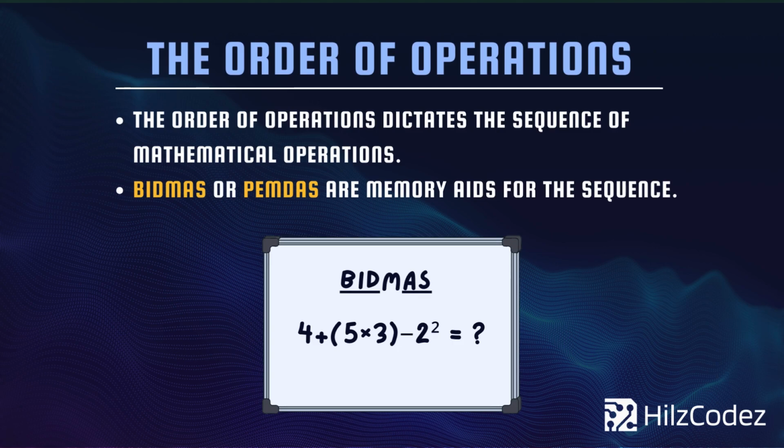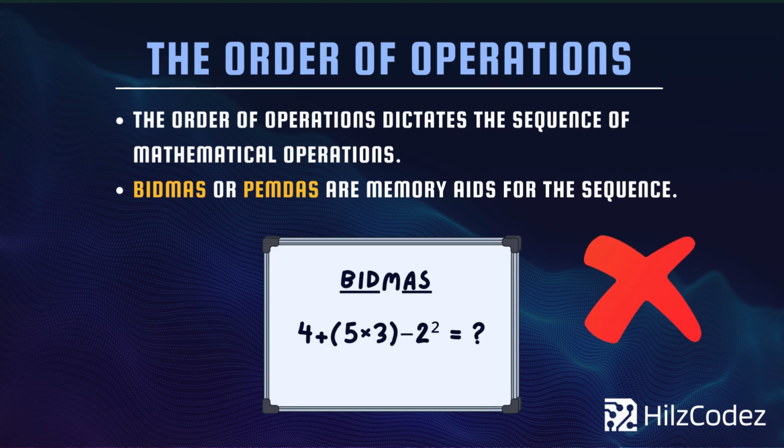Alright, so what is the order of operations? Think of math as following a recipe. You need to do things in the right order to get the correct result. The order of operations is like the steps in that recipe. Now, imagine you have a math problem with different operations to perform, such as adding, subtracting, multiplying, or dividing. However, if you just start doing them in any order, you might get the wrong answer.